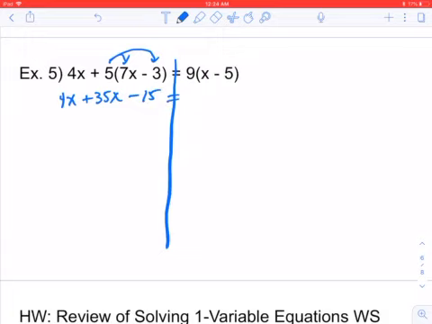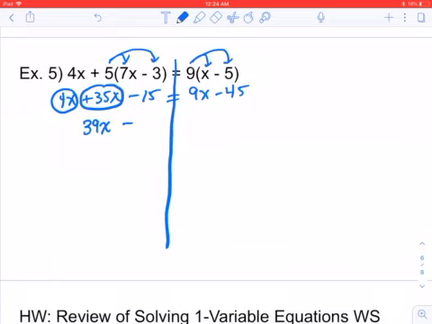On the other side, we can also distribute. Distribute that 9. 9 times x is 9x. 9 times negative 5 is negative 45. On the left, we still have 3 terms, and 2 of them are like. So let's combine them. So 4x plus 35x makes 39x minus 15 equals 9x minus 45.